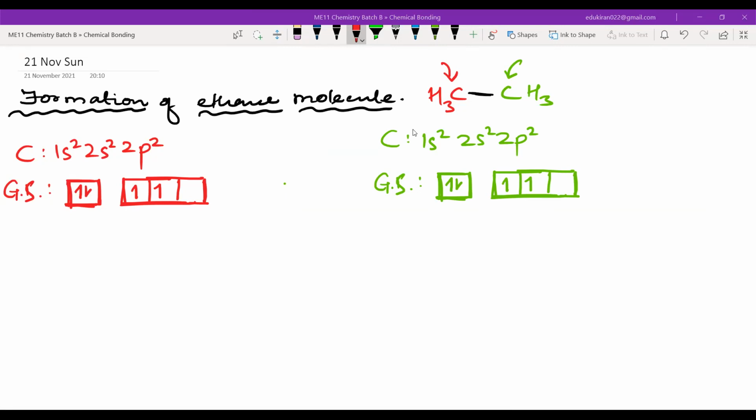As we can see now, there are only 2 unpaired electrons here, right? And here also there are only 2 unpaired electrons. Then what will happen? There will be promotion of an electron. One of these electrons will move from this suborbital to this orbital, here to here. Then we can write the excited state.